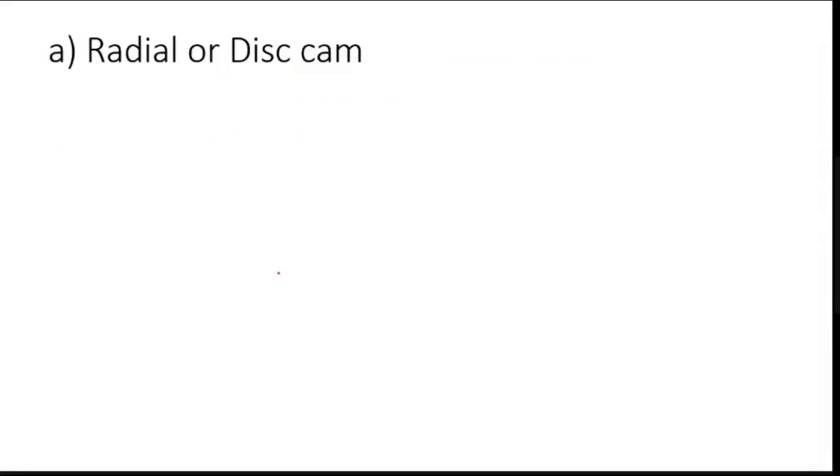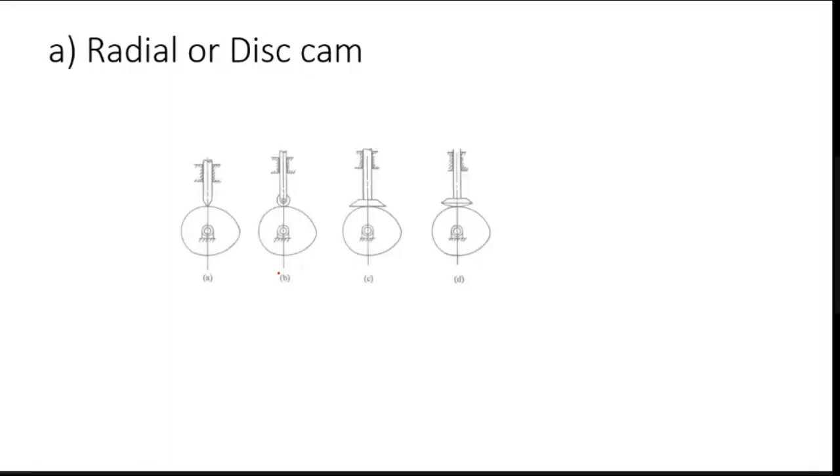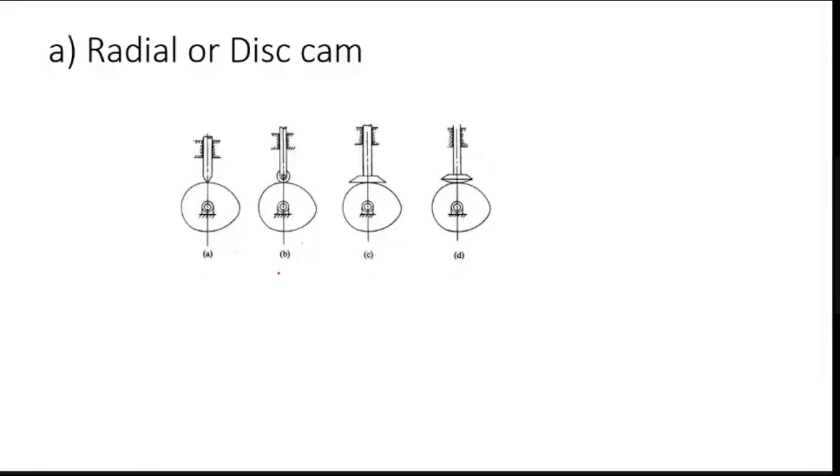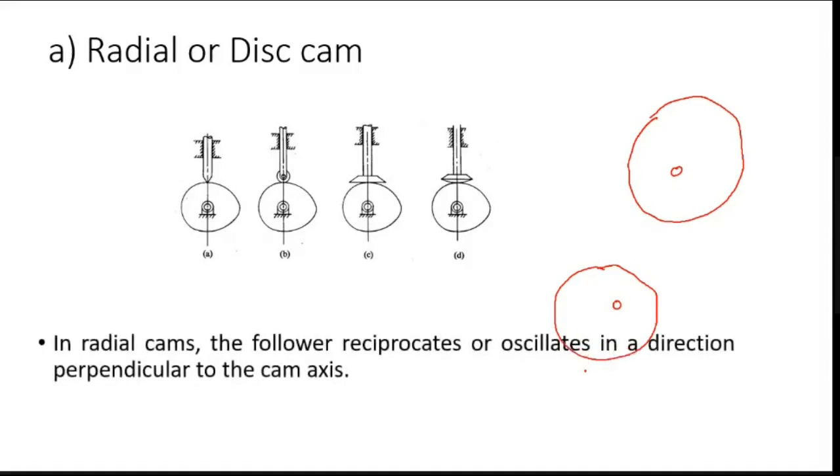The first one is the radial or disc cam. The picture I have shown is a radial or disc cam. The cam is something not a circle, even an ellipse with a particular center point we also call a cam. Even a circle, if you change the center point to a particular location, we can also call it a cam. These are all radial or disc cams.